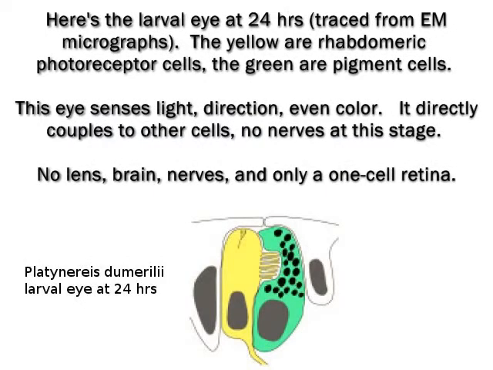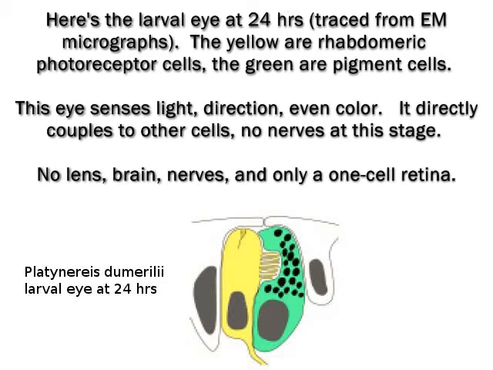Here's the larval eye at 24 hours, traced from EM micrographs. The yellow are rhabdomeric photoreceptor cells. The green are pigment cells. These two cells are the simplest possible visual system.